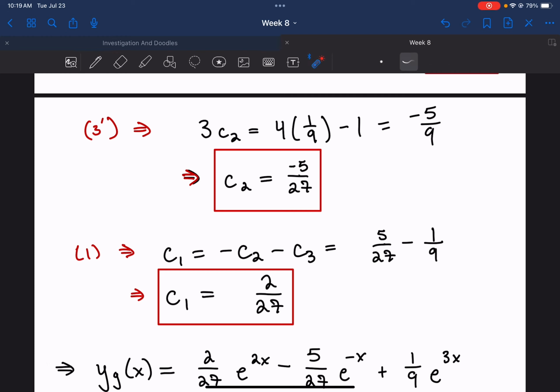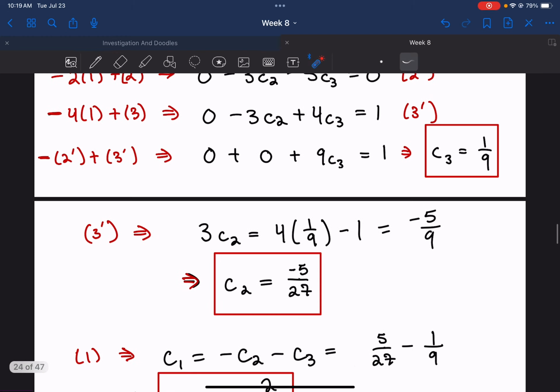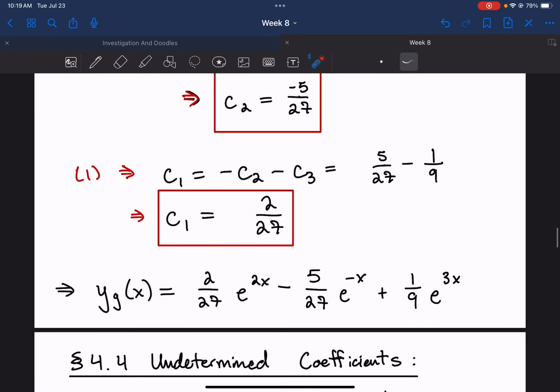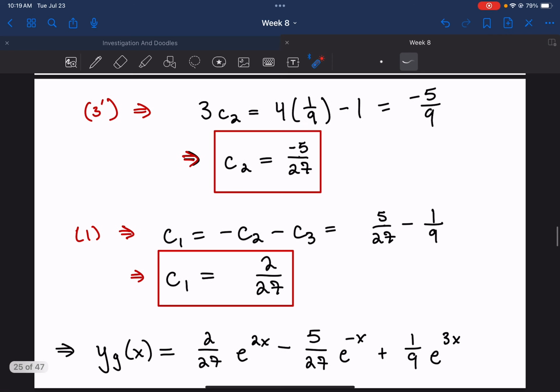Okay. Anyway, the point is you can solve this system of equations, right? And you get your general solution. We'll pick up on section 4.4.